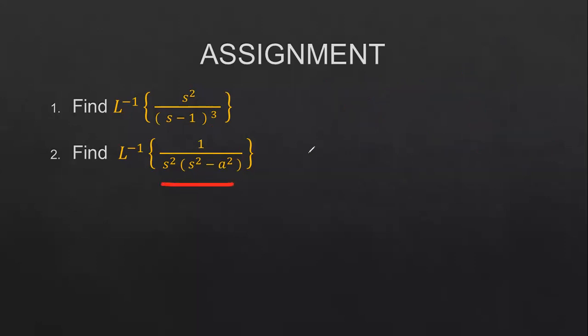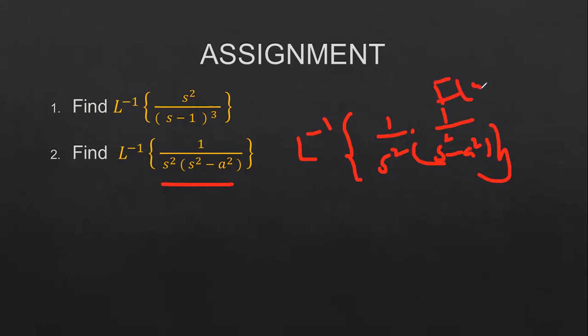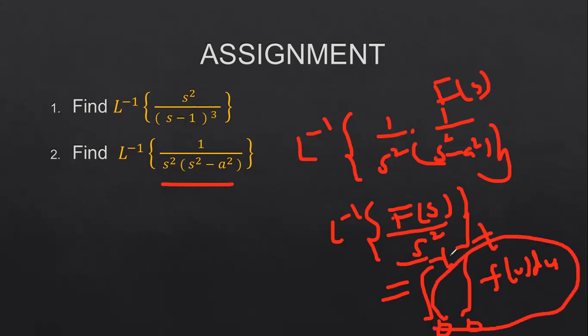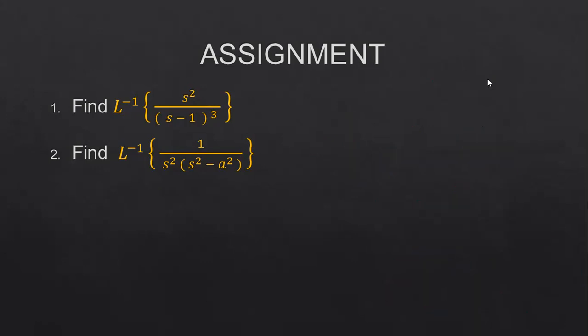Similarly here also, Laplace inverse of 1 by s square into 1 by s square minus a square. So this is your f of s, Laplace inverse of f of s by s square, and the division has the s square term. So we have to do 2 times integration, 0 to t and 0 to t of f of u du, because we have the s square term here in the denominator. So we have to perform the 2 times integration on the f of u function.